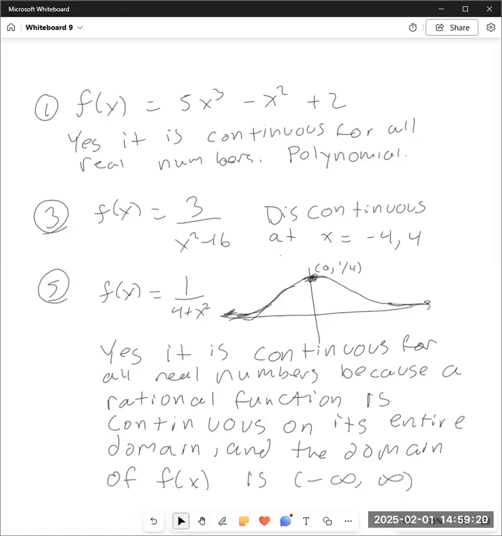All right. Let's go ahead and look now at finding continuity from graphs. So I'm going to look at number 11 from the textbook. And give me just a second to show that one to you.